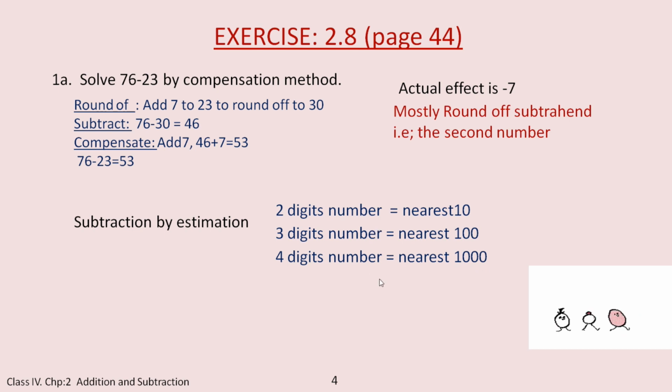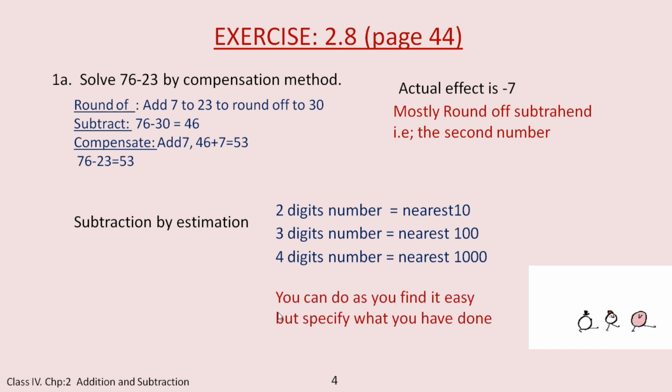It's not compulsory that you do this way, but it's preferred that you round 2-digit number to 10, 3-digit number to 100 and 4-digit number to 1000. Students, you can do as you find it easy, but you have to specify what you have done. If in the sum there is a 4-digit number and you have rounded off to the nearest 10, you have to specify that this number is rounded off to the nearest 10. And your answer would differ. If you are rounding off to the nearest 1000 and you are rounding off to the nearest 10, there will be a difference in the answer. So don't forget to specify what you have done.